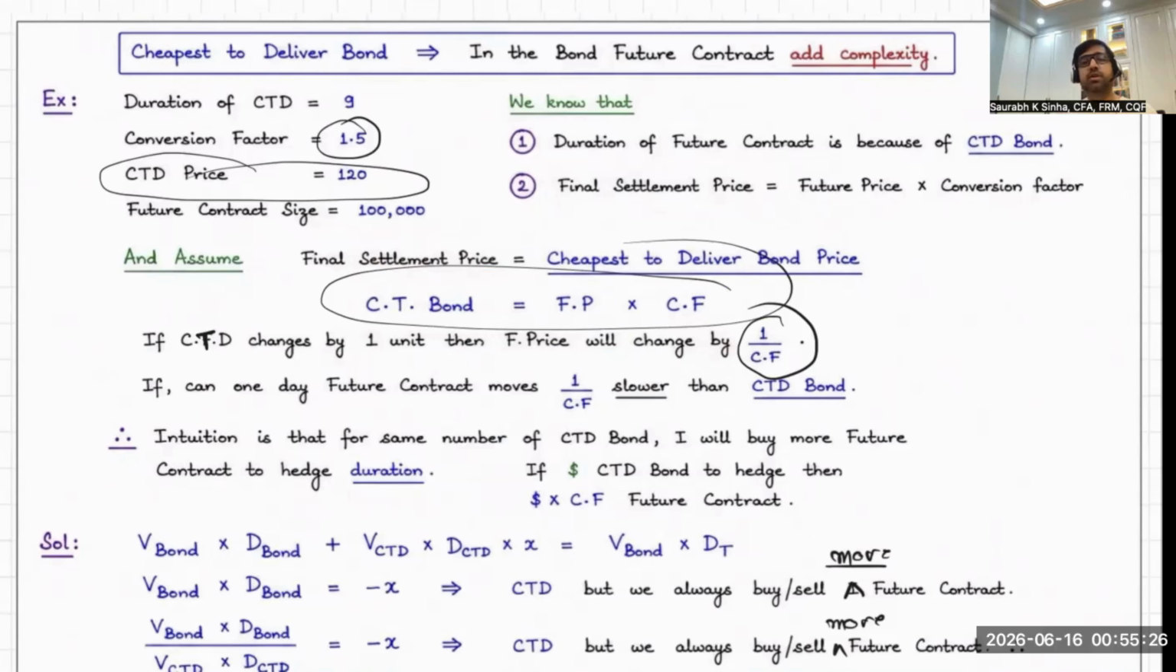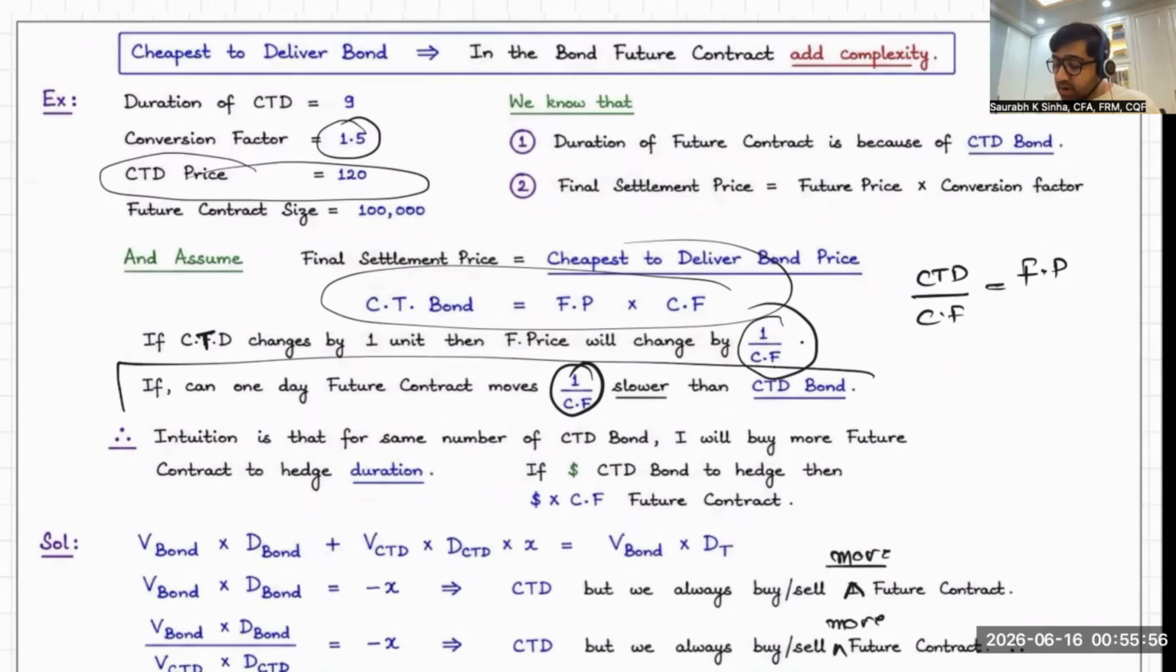Use the unitary method. If the cheapest to deliver bond changes by 1 unit, then the futures price will change by 1 upon CF. So I can say the futures contract moves 1 upon conversion factor times slower than the cheapest to deliver bond. And this is a very important piece of information, and we will use it in calculating the right number of futures contracts.